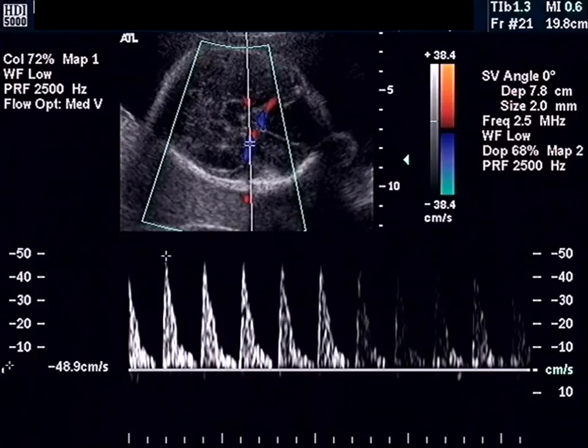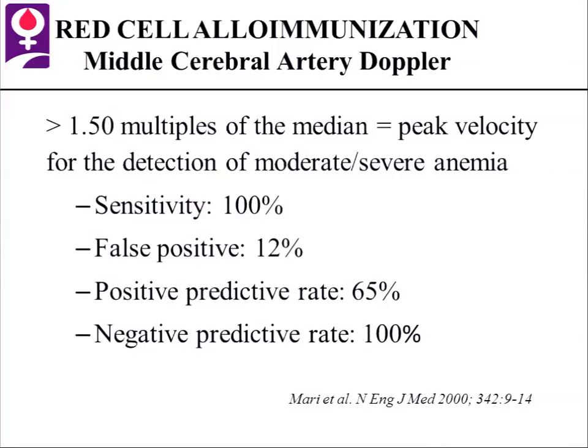And from some animal work, he determined that the faster the blood moved, the lower the viscosity, and in fact, the more anemic the fetus. And in a subsequent paper published in 2000 in New England Journal of Medicine, he determined that if the velocity was more than 1.5 times the multiples of the median, so that corrects for gestational age, that he had a sensitivity of 100% with a false positive rate of 12% of detecting an anemic fetus. And this changed the whole world of perinatology from serial amnios to using Doppler studies to determine the anemic fetus.